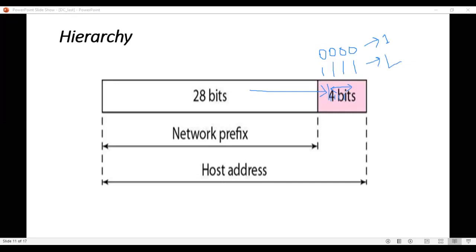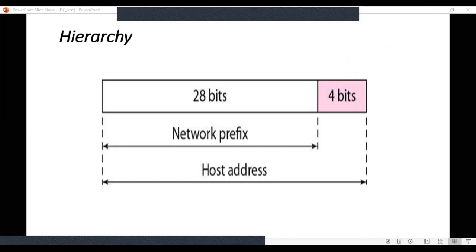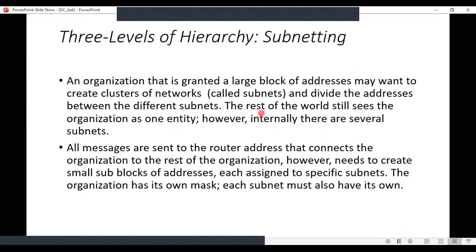Understood? Now here this shows the hierarchy. This is a 2-level hierarchy in classless addressing. For example, if you have 32 bits representing the address, out of that 28 bits represent the prefix and 4 bits represent the suffix. Then this 28 bits is the network prefix and this 4 bits is the host address. This is a 2-level hierarchy. A 3-level hierarchy is subnetting, where you will have a subnet ID as well.